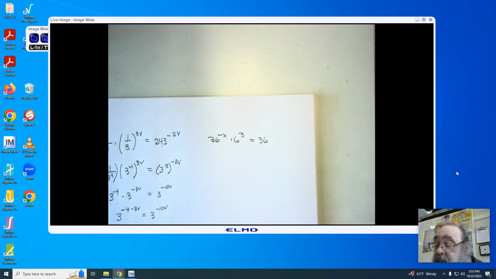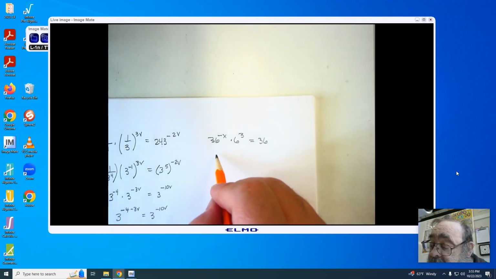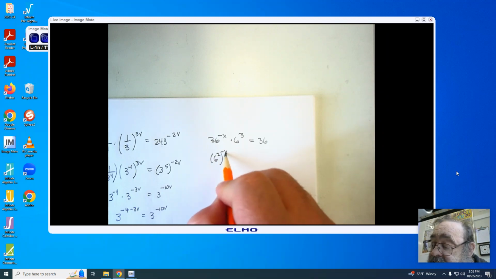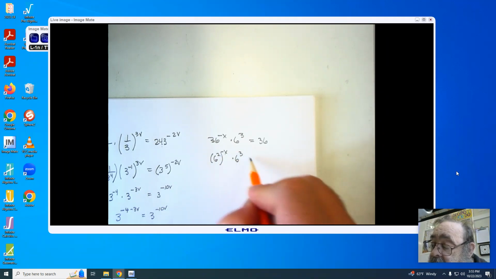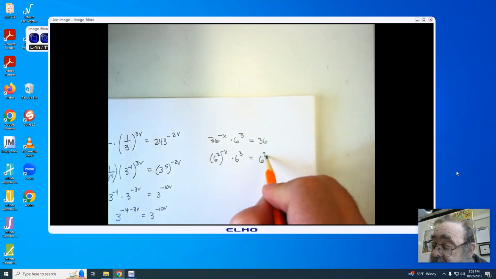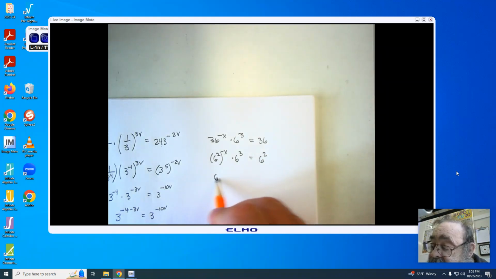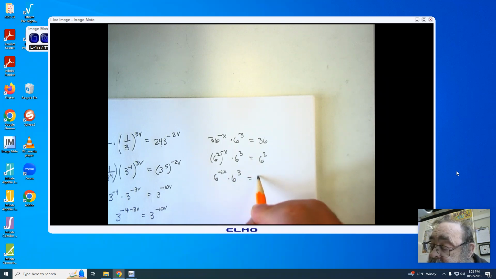For those of you still with me, let's go ahead and get it into powers of 6. 6 squared to the minus x times 6 to the third equaling 6 to the second. We then get 6 to the minus 2x times 6 to the third equals 6 to the second. So 6 to the minus 2x plus 3 equals 6 to the second.